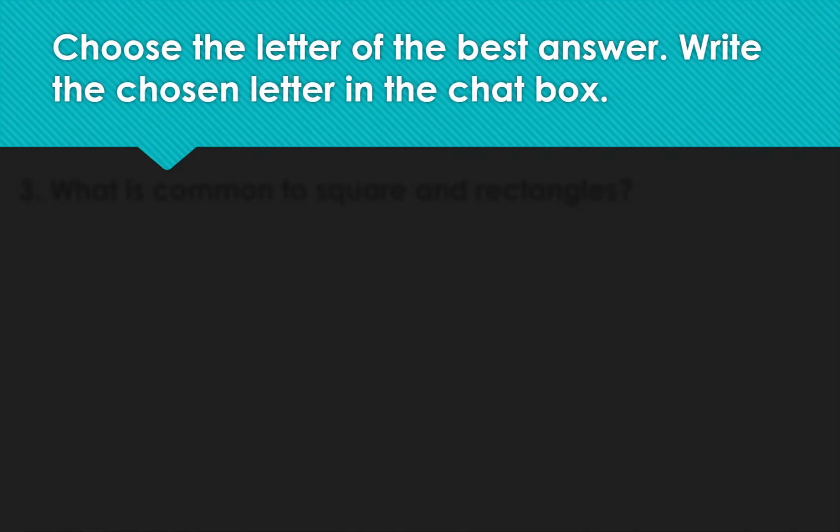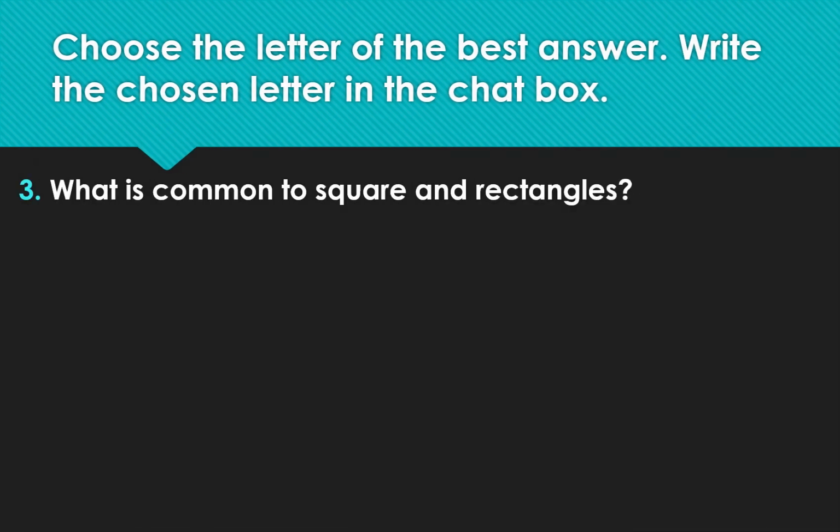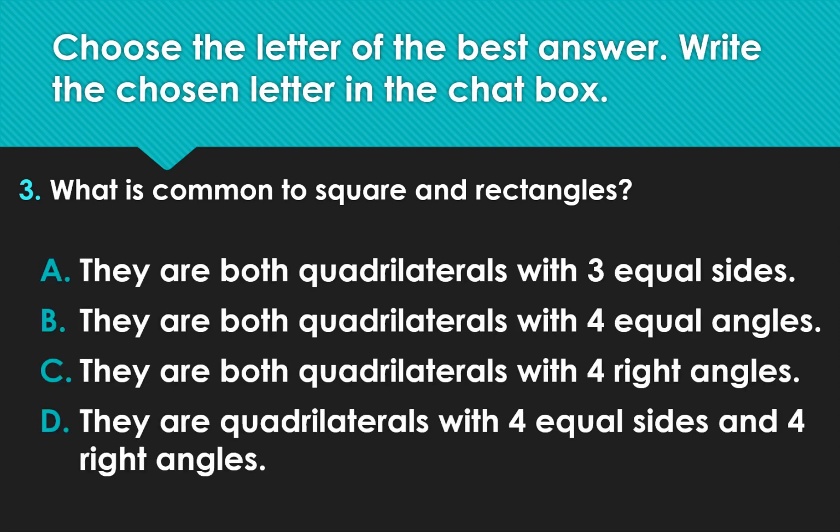Next, number 3. What is common to a square and a rectangle? A. They are both quadrilaterals with three equal sides. B. They are both quadrilaterals with four equal angles. C. They are both quadrilaterals with four right angles. Letter D. They are both quadrilaterals with four equal sides and four right angles. What is the correct answer?